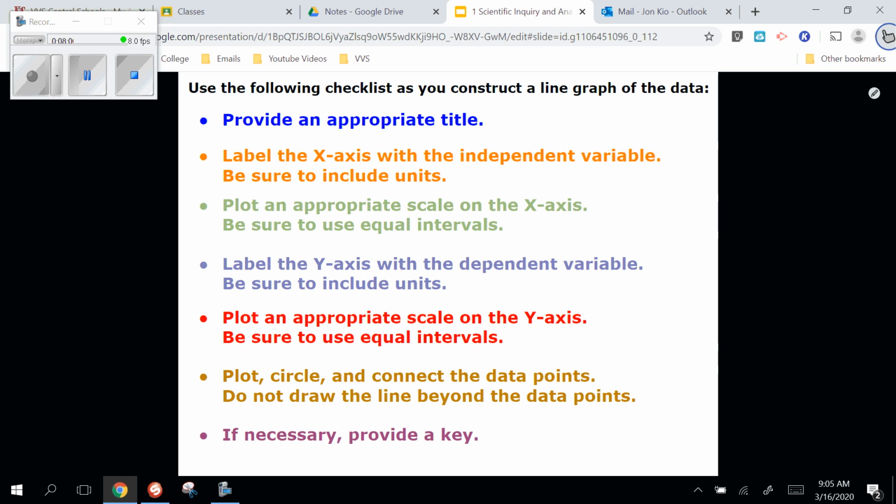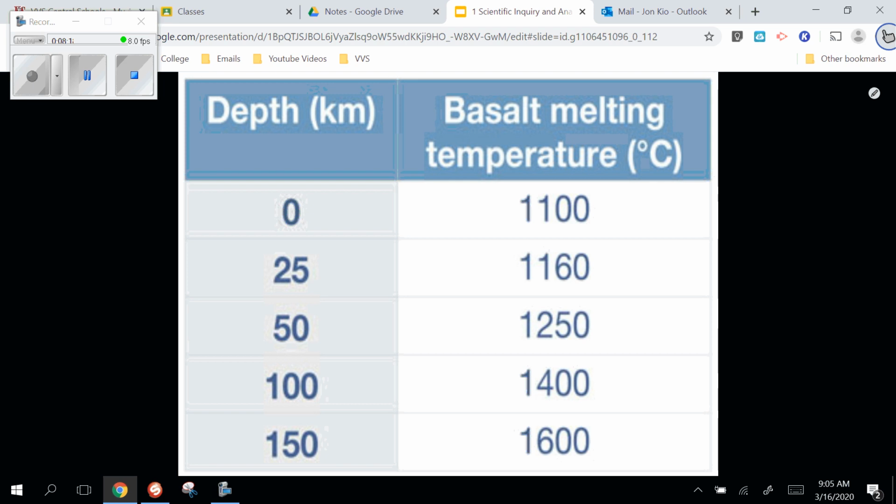So you're going to label the x-axis with the units, plot the scale, label the y-axis with the units, plot the scale. Plot your points, circle them, connect them, and then if there's more than one on a particular set of axes, you want to give a key somehow, differentiate between the lines so people who look at it know what they're looking at.